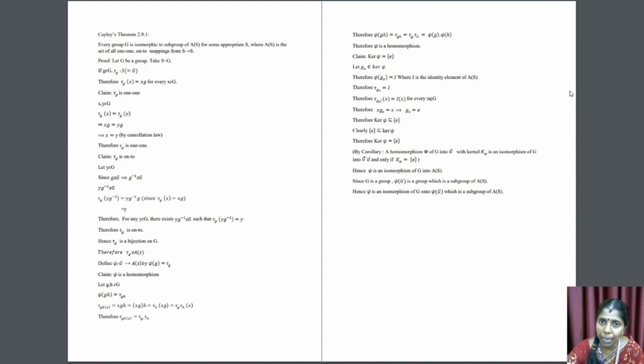Therefore, kernel psi is a subset of singleton {e}. Clearly, singleton {e} is a subset of kernel psi, that is, kernel is the collection of identity elements. So, singleton {e} is a subset of kernel psi. Therefore, kernel psi equals singleton {e}. We use the corollary: a homomorphism pi of G into G bar with kernel K_pi is an isomorphism of G into G bar if and only if K_pi equals singleton {e}.